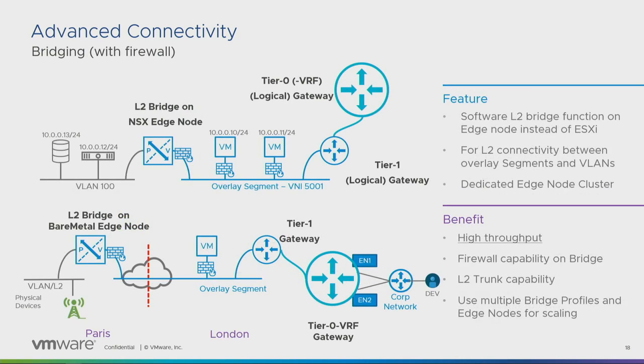Bridging is another thing that is important. Again, Daniel will talk more about how to use this in practice, but the idea is that you would create an NSX-T edge node, and you would configure which overlay can be bridged to which VLAN.